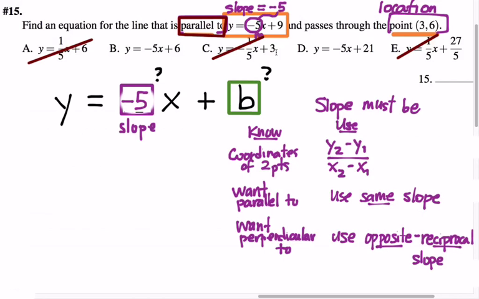So if this question had asked for perpendicular instead of parallel, we would have taken this negative 5 over 1, and we would have flipped it upside down, and then also added another negative sign to it, so that the slope of a perpendicular to this line would be 1/5. Right? That's if we were asking for perpendicular. But here we were asking for parallel, and parallel lines have identical slopes. So we want negative 5 to be the slope of this line.